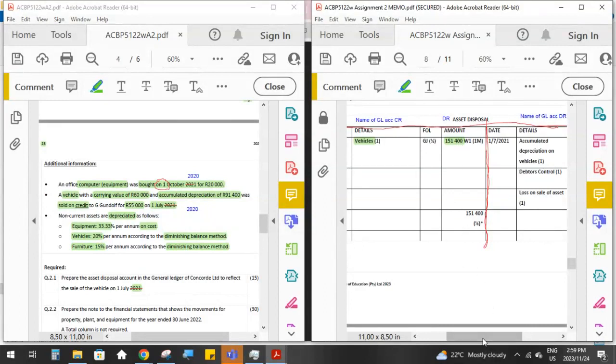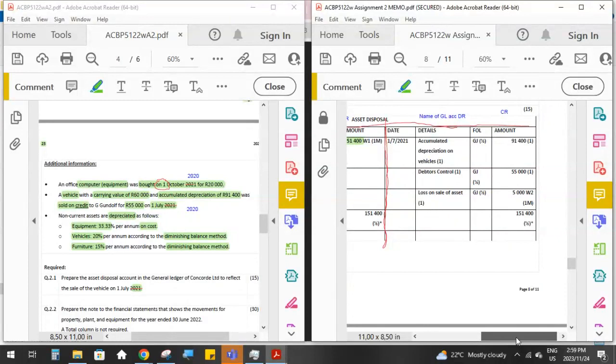Then I must also transfer the balance of all the accumulated depreciation for this particular vehicle out of the accumulated depreciation account and into the asset disposal account. They gave us the amount of 91,400. Because accumulated depreciation is a negative asset account, it's got a carrying credit balance. So in order to transfer it out of ACDEP, I must debit ACDEP, debit accumulated depreciation, and credit asset disposal, 91,400.